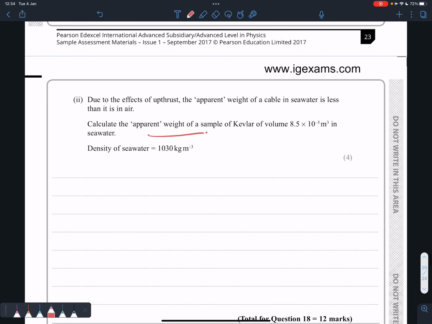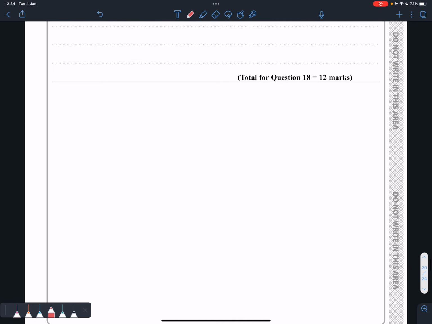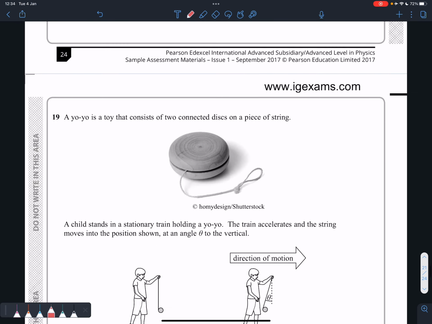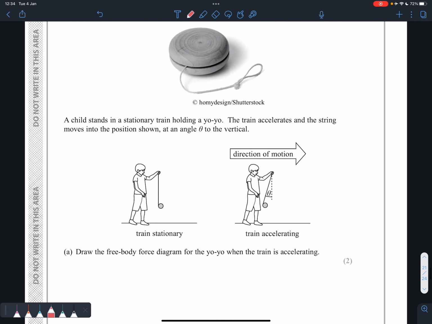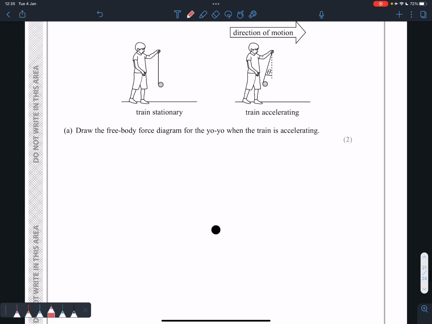So the apparent weight is going to, okay, basically you've got the actual weight here, and then you've got the upthrust. So you've got to calculate that. I think that's more or less it for this question. Question 19. Okay, nice one. Draw a free body force diagram for the yo-yo when the train is accelerating.